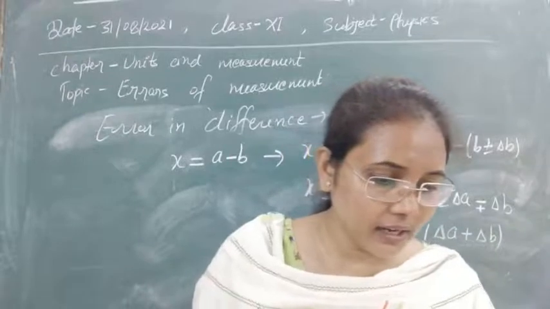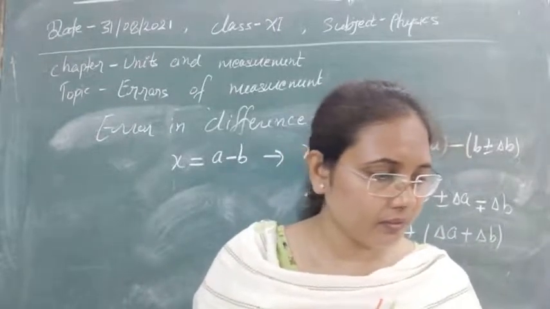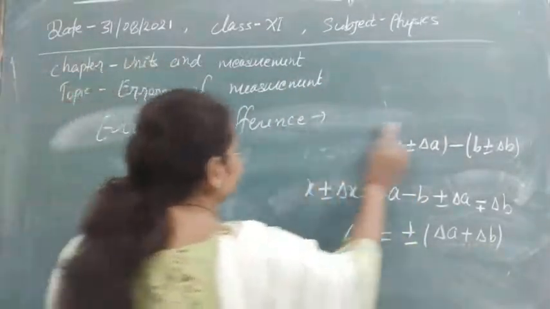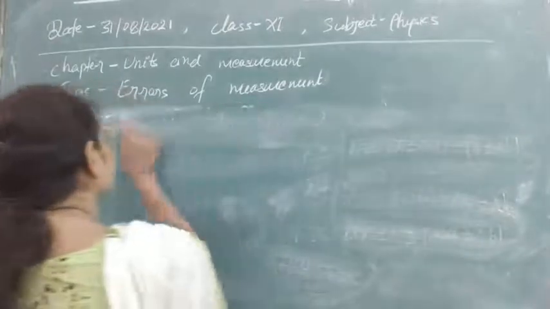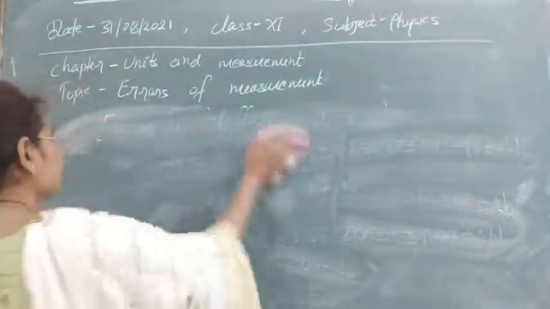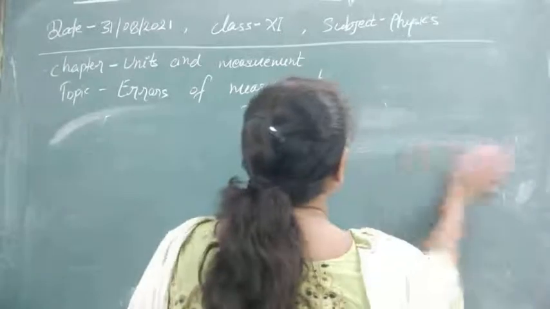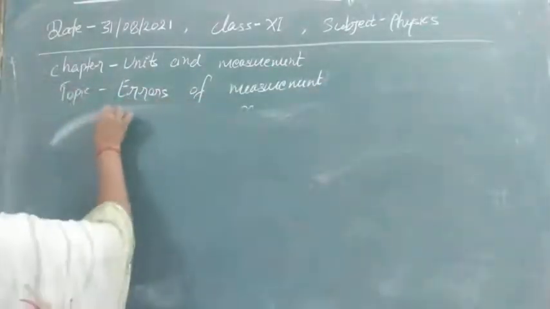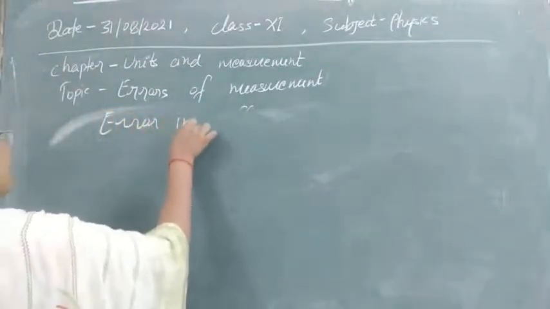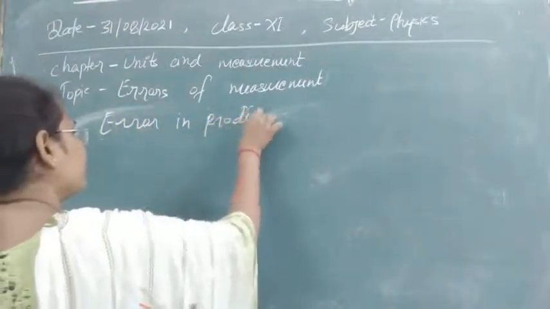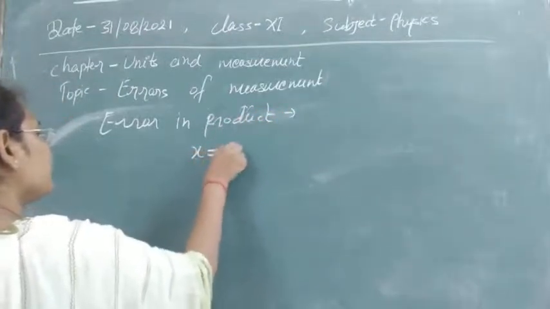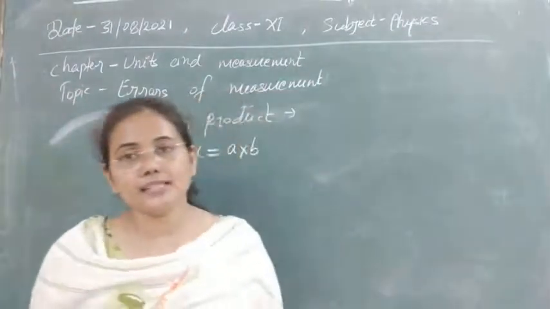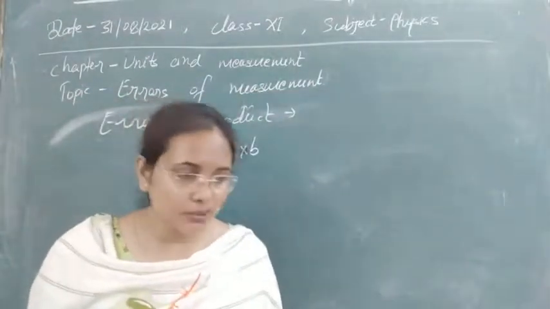Now next, let's see errors in a product. Suppose we have a quantity x equal to a into b, and again ΔA is the absolute error in A, ΔB is the absolute error in B.